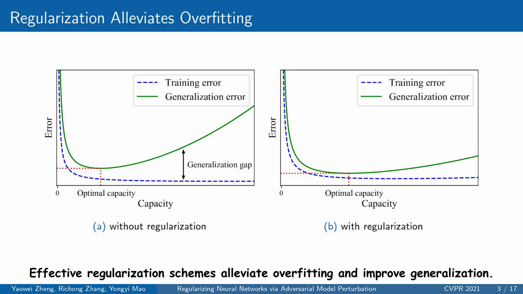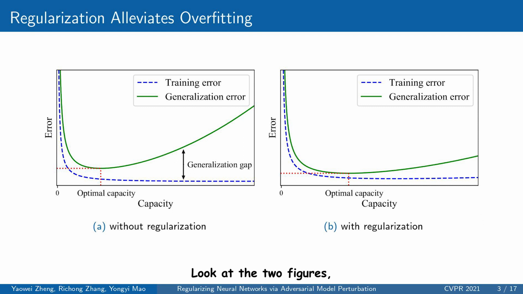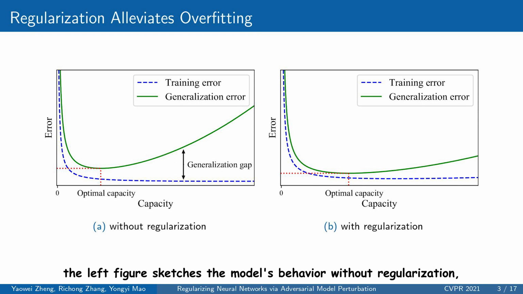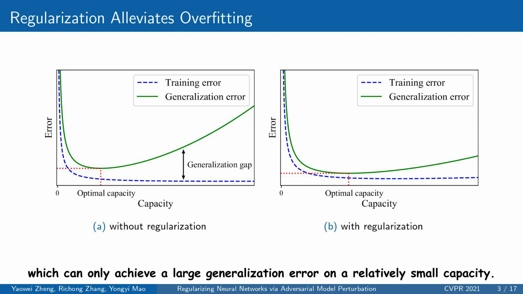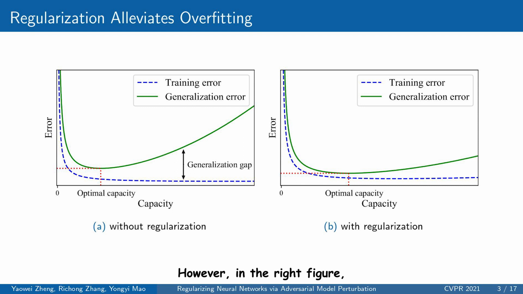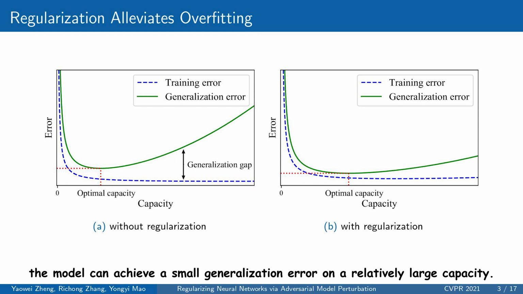Effective regularization schemes alleviate overfitting and improve generalization. Look at the two figures. The left figure sketches the model's behavior without regularization, which can only achieve a large generalization error on relatively small capacity. However, in the right figure, the model can achieve a small generalization error on a relatively large capacity.